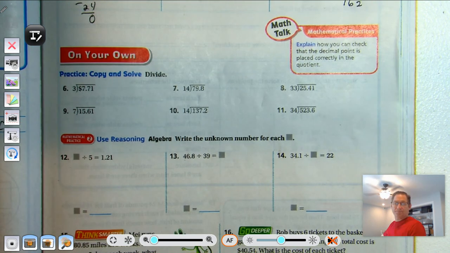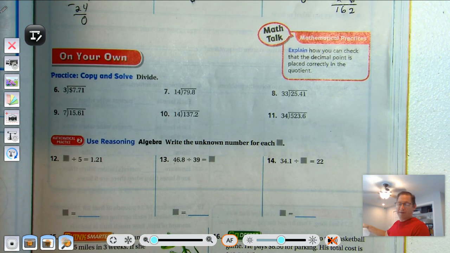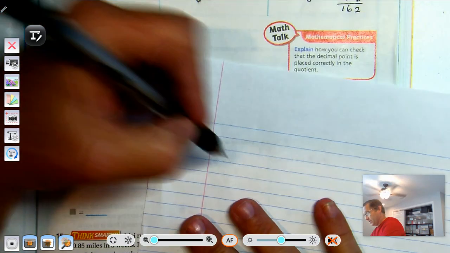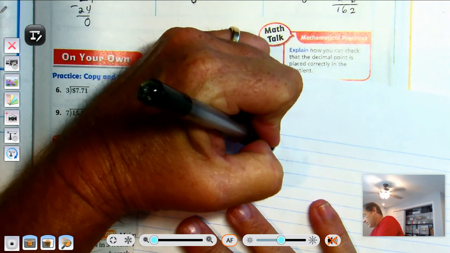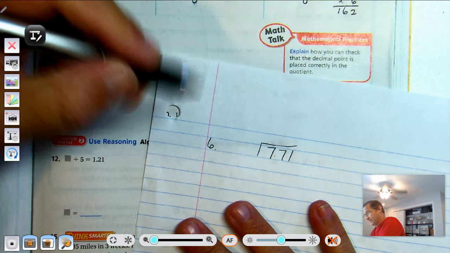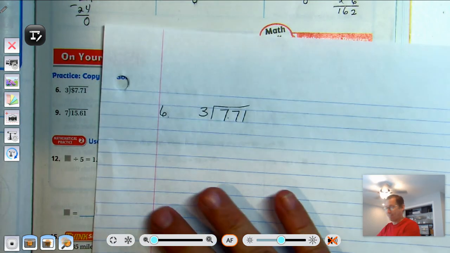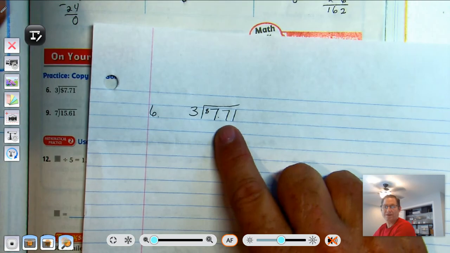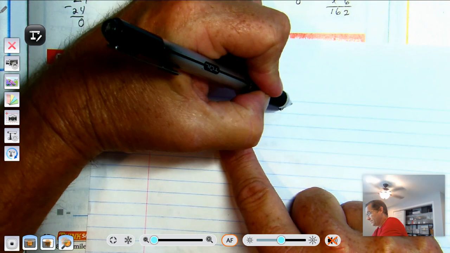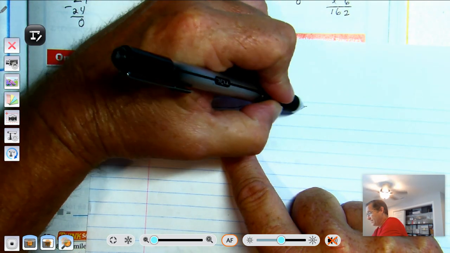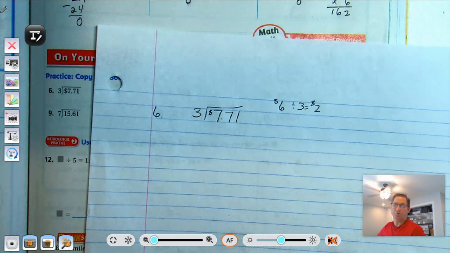All right, let's do number 6. Copy and solve. So get a piece of paper and let's write these problems down. So number 6, $7.71 divided by 3. Well, $7, that's close to $6. Divided by 3. So we have an answer of about 2.